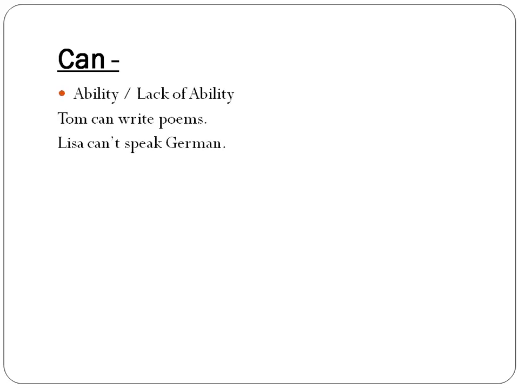Next we have the example of can. So today in this particular slide, I'm going to discuss the uses of can and could. So what is the use of can? Can is used to show the ability or the lack of ability of a person or the subject. In here we have two sentences: Tom can write poems and Lisa cannot speak French. The first sentence shows the ability of Tom and the second sentence shows the inability of Lisa.